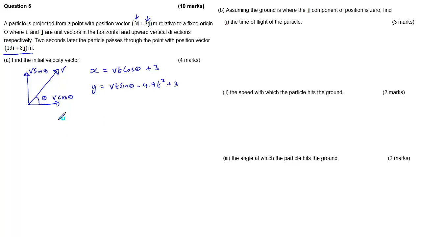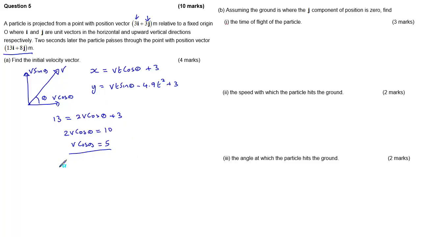So, in other words, 13 is equal to, so t is 2, 2v cos theta plus 3. So 2v cos theta would be equal to 10, giving us v cos theta is equal to 5.